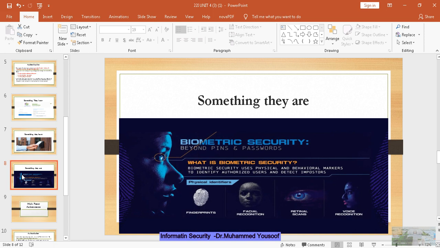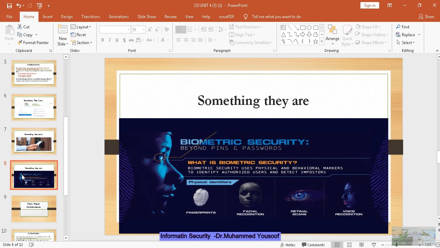There are 4 types of biometrics which are commonly used. Number 1 is fingerprint, number 2 is facial recognition, number 3 is retinal scanning, and the 4th one is voice recognition. I hope with this we complete our class for today.